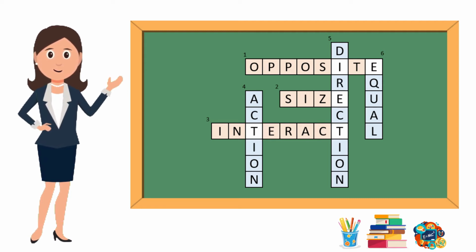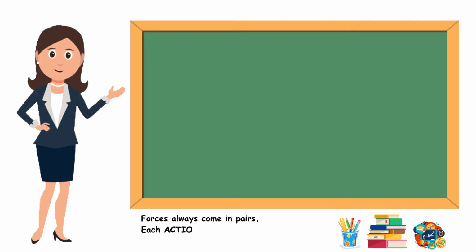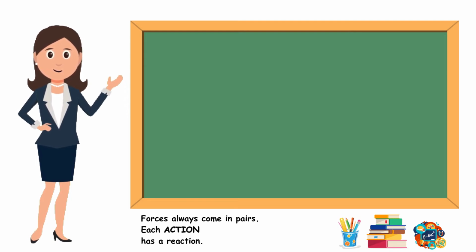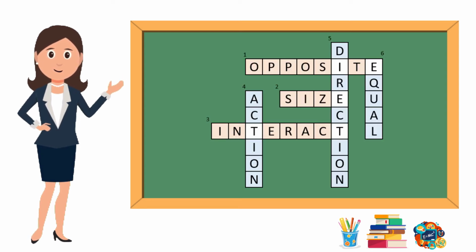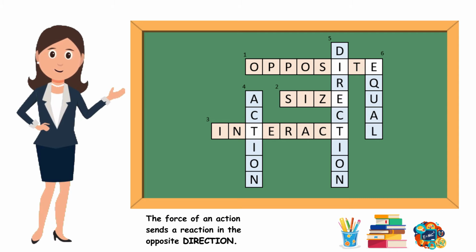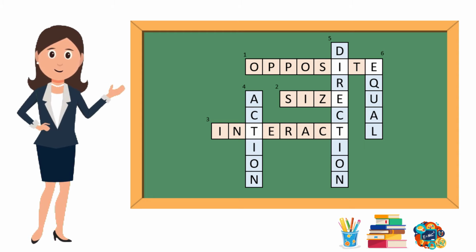Number 4, downwards. Forces always come in pairs. Each action has a reaction. Number 5, downwards. The force of an action sends a reaction in the opposite direction. Number 6, downwards. Every action and its reaction are equal in size.